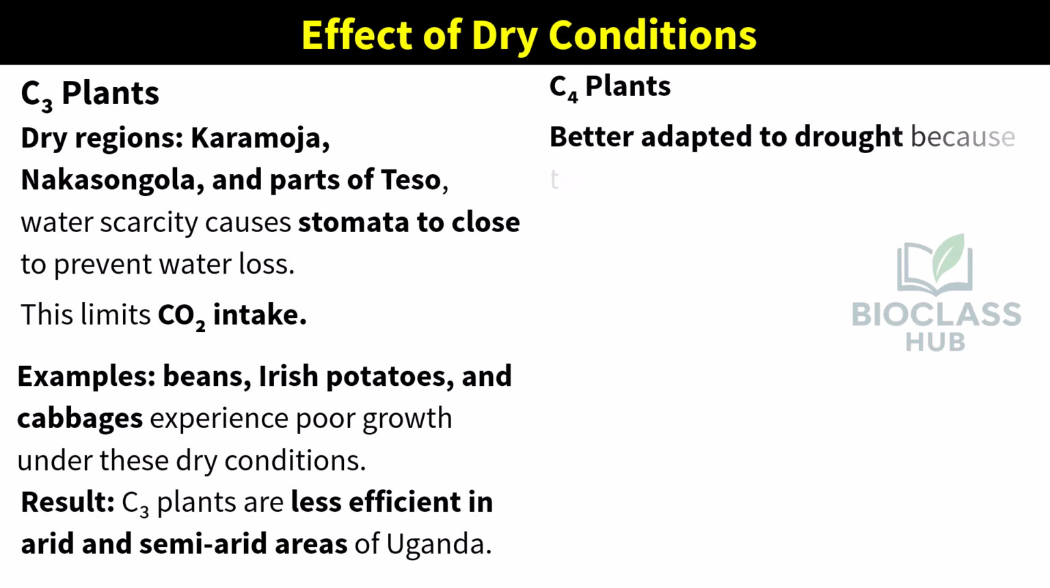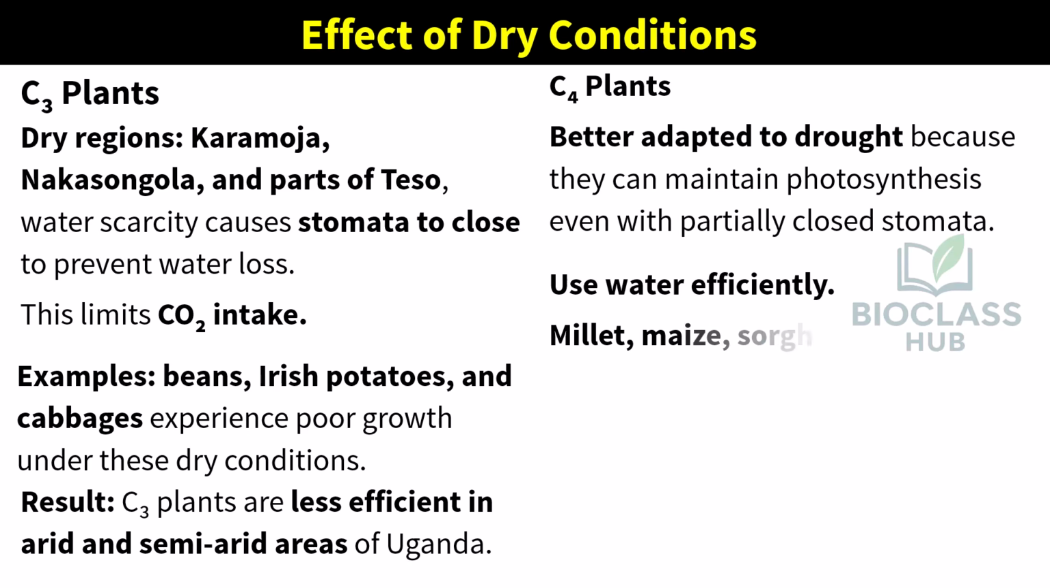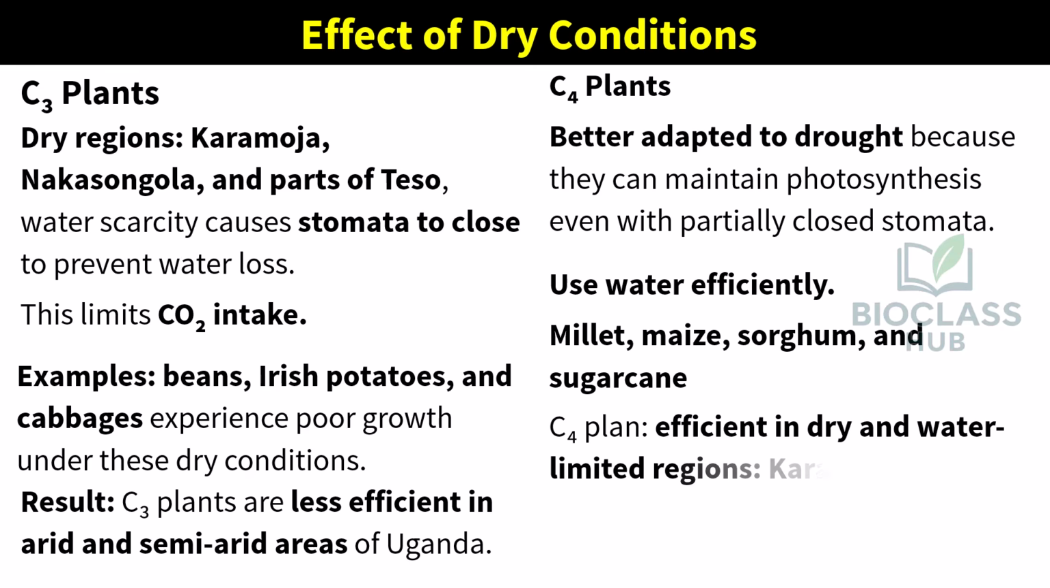C4 plants are better adapted to drought because they can maintain photosynthesis even with partially closed stomata. Their high water use efficiency allows them to survive and yield well in dry conditions. Examples: millet, maize, sorghum, and sugarcane. Result: C4 plants remain efficient in dry and water-limited regions like Karamoja and Nakasongola.